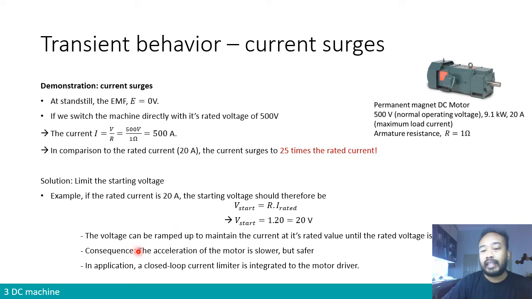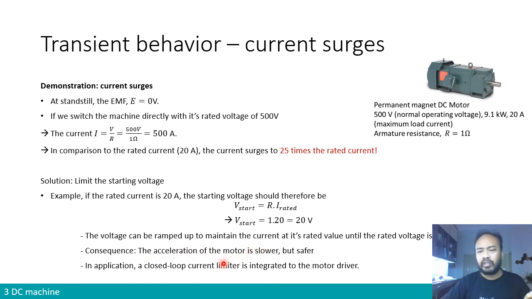Then, once the machine is started at 20 volt, the machine will rotate after a certain time, so the speed will increase. But the speed will not reach its rated speed yet. The speed is lower, so the voltage can later be ramped up. You can increase the voltage gradually, 20 volt by 20 volt, while maintaining the current at its rated value. The consequence is the acceleration will be slower in comparison to putting 500 volt directly.